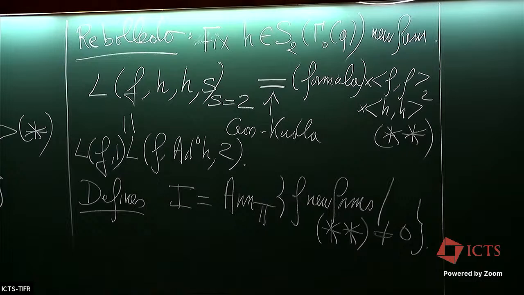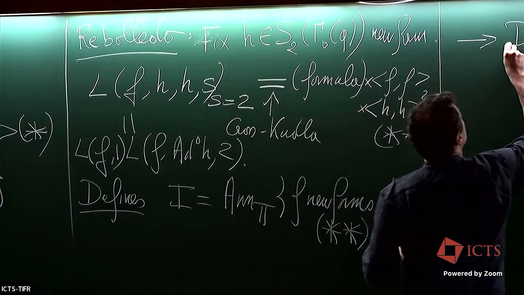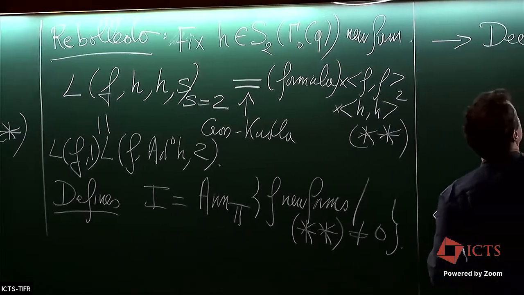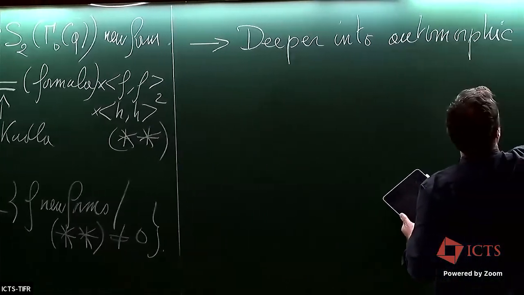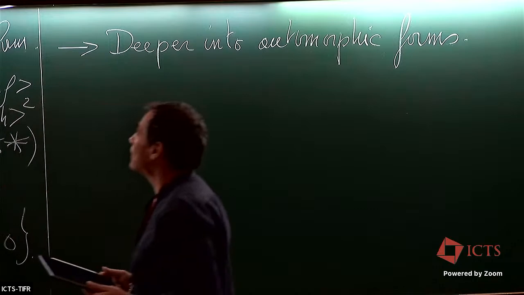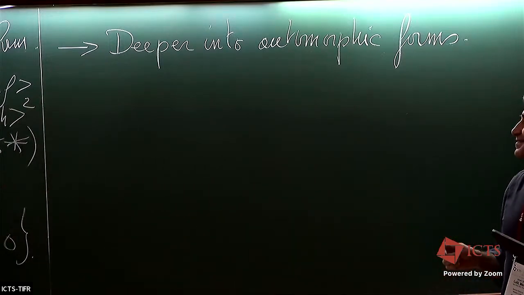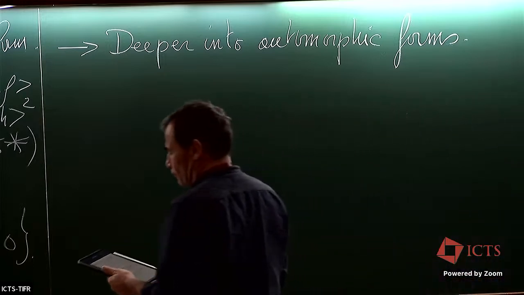So what is the lesson of this? The lesson of this is that it might be worthwhile to go deeper into automorphic forms. So I'm going to consider objects a little bit like this one, but without yet, at least, but this was not my intention anyway, any Diophantine consequence. So the situation I want to consider is the following.